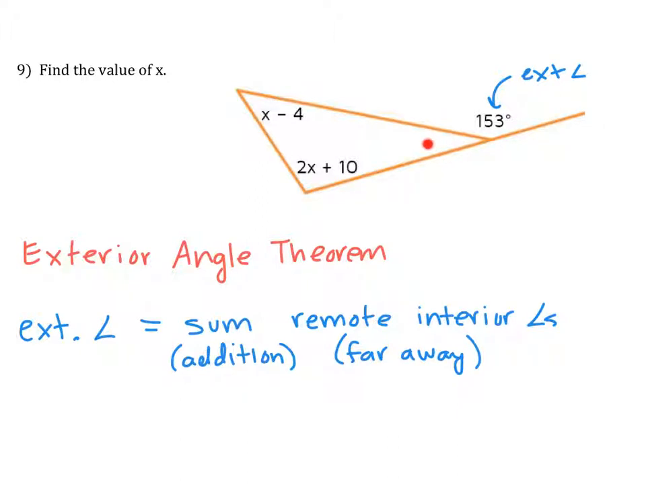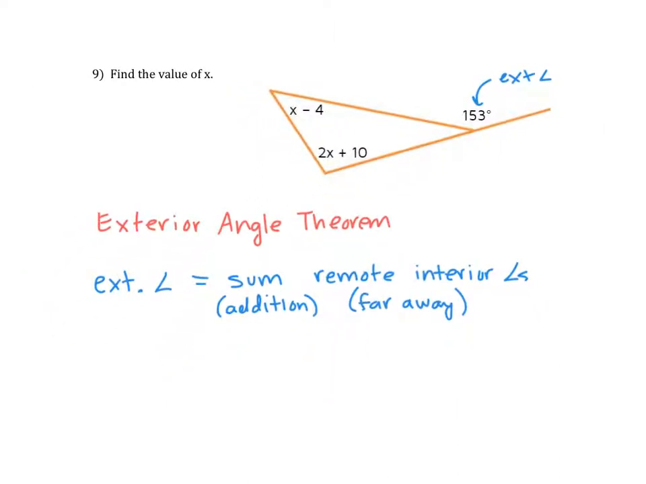So you'll notice that we're going to use the two interior angles that are not touching 153. So that's how we know that they are remote. So remember, we can't use this angle for this theorem. We have to use the ones that are not touching our exterior angle. So let's set up an equation using the exterior angle theorem. So the exterior angle is equal to the sum, so I'm going to add the two remote interior angles. So there's my equation. So now we just need to solve.